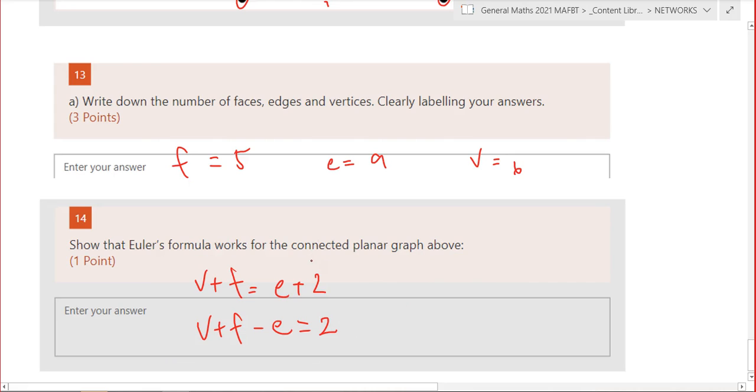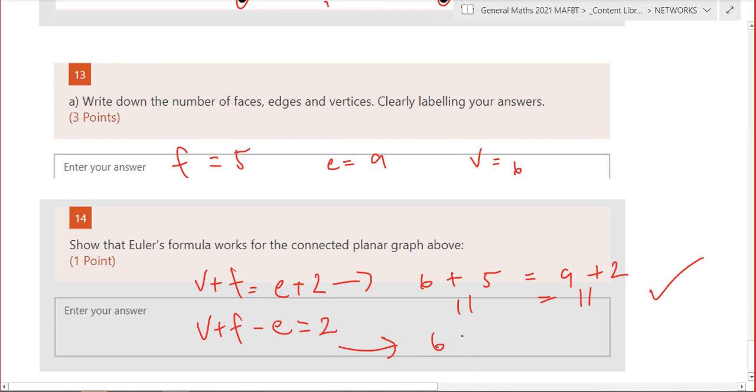But in any case, we'll just stick to these. So just make sure you substitute the values that you have here into the formula. So V is going to be 6. I'm going to use this one. So V is 6 plus F, which is 5, equals E, which is 9, plus 2. Okay. So in this case, looking at the formula, 6 plus 5 is 11. And then 9 plus 2 is 11. So that makes sense. So that means that this connected graph works.